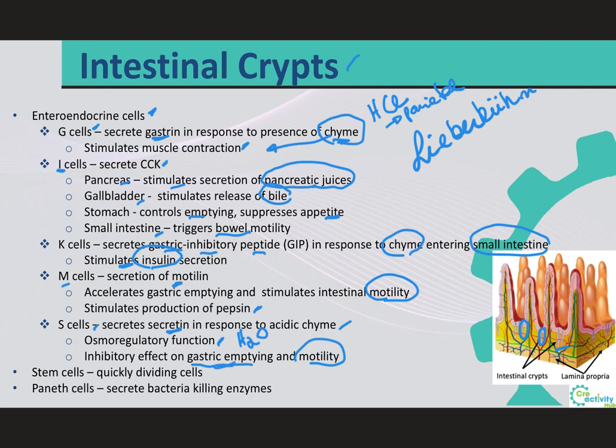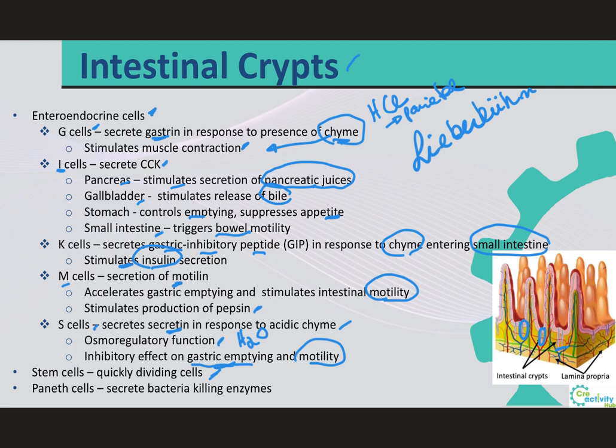Also, in those crypts, we have what we call stem cells or undifferentiated epithelial cells that will line the intestinal crypts, and they will renew the mucosal epithelium by dividing very rapidly and moving continuously onto the villi. Now, these are going to be among the most quickly dividing cells of the body, completely renewing the inner epithelium of the small intestine every 3 to 6 days.